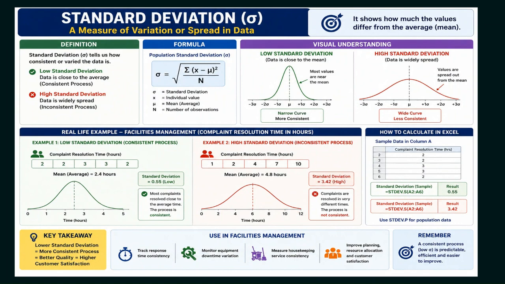Look at the real-life example from facilities management, the complaint resolution time in hours, right? The standard deviation is 0.55. Look at that. You see this, which I'm showing with my arrow mark. Whereas there's a high standard deviation of 3.42. My achievement is to receive a standard deviation of 0.55, but 3.42 is far away. So let's work towards a smaller standard deviation.